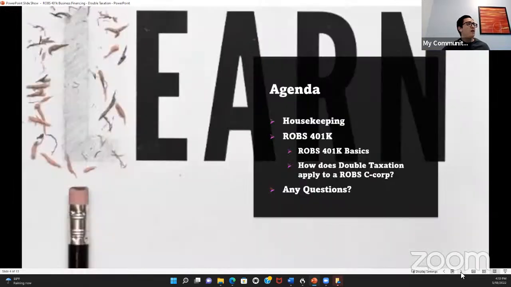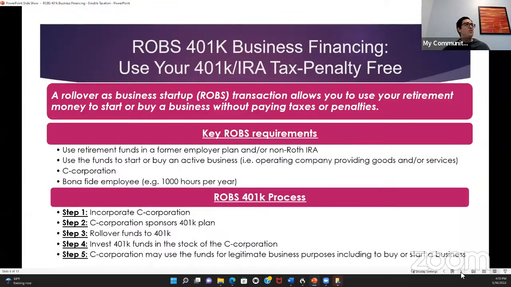So again, today's discussion is regarding how does double taxation apply to a ROBS C corporation. So we first want to lay the foundation with the ROBS 401k basics, and then we'll get into the discussion. So on that point, what is a ROBS? Well, a ROBS is also known as a Rollover as Business Startup. That's what ROBS stands for.